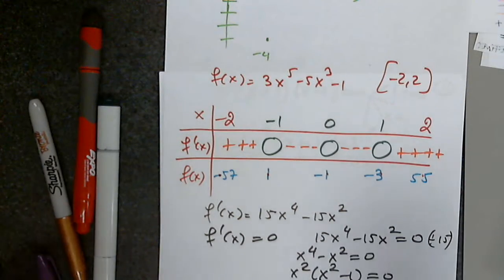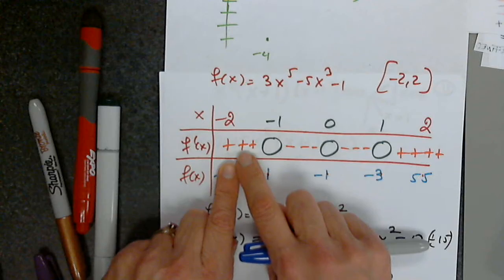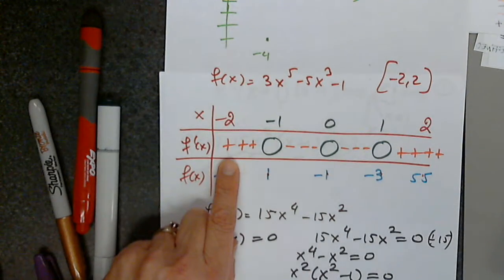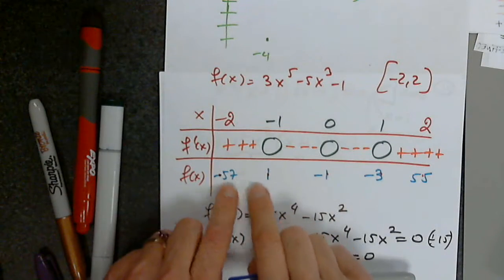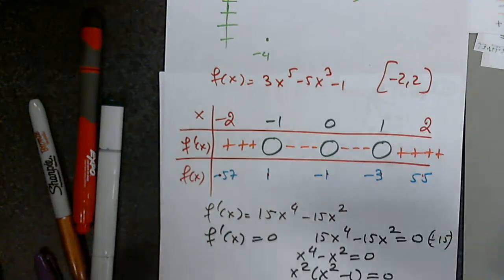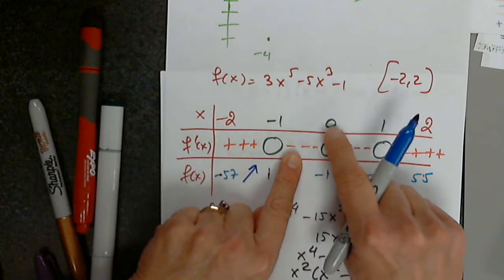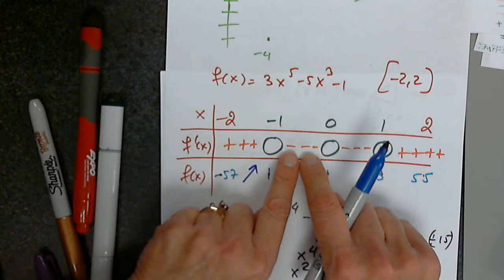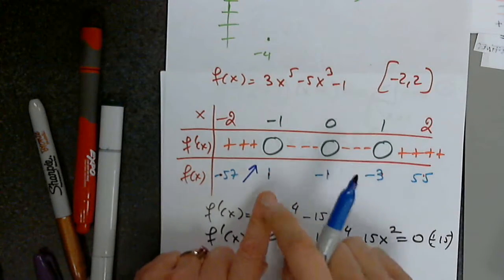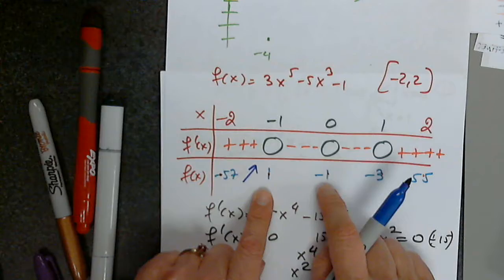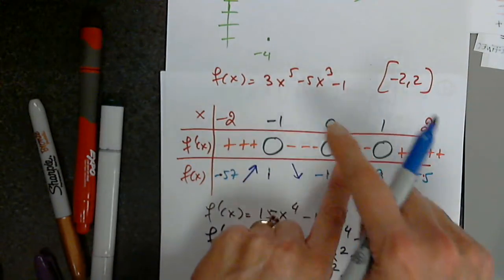So what should the function do between -2 and -1, according to the sign of the first derivative? Is it increasing from -57 to 1? Correct. Now, what should the function do between -1 and 0 according to the sign of the first derivative? Right. Is it decreasing from 1 to -1? Correct. What should the function do when the first derivative is negative?